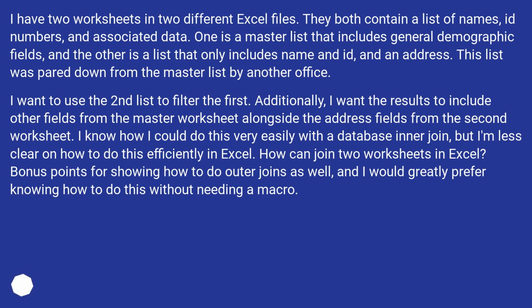This list was pared down from the master list by another office. I want to use the second list to filter the first. Additionally, I want the results to include other fields from the master worksheet alongside the address fields from the second worksheet. I know how I could do this very easily with a database inner join, but I'm less clear on how to do this efficiently in Excel. How can I join two worksheets in Excel? Bonus points for showing how to do outer joins as well, and I would greatly prefer knowing how to do this without needing a macro.